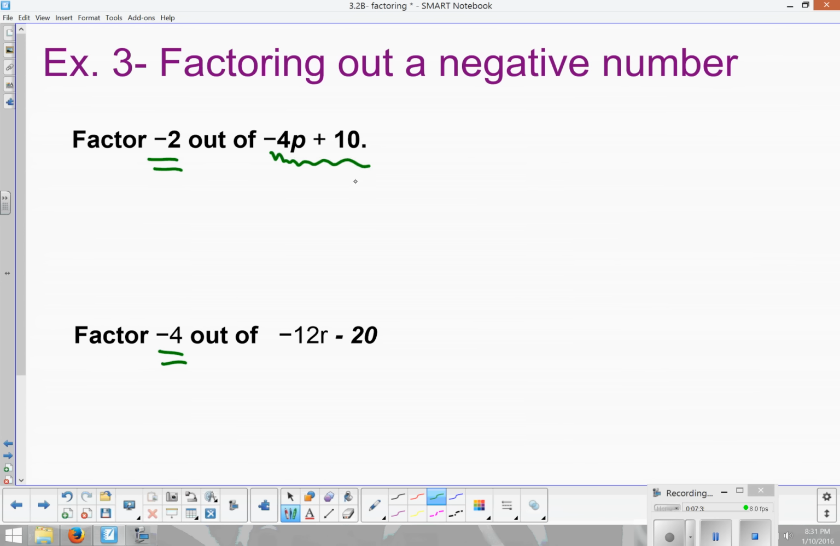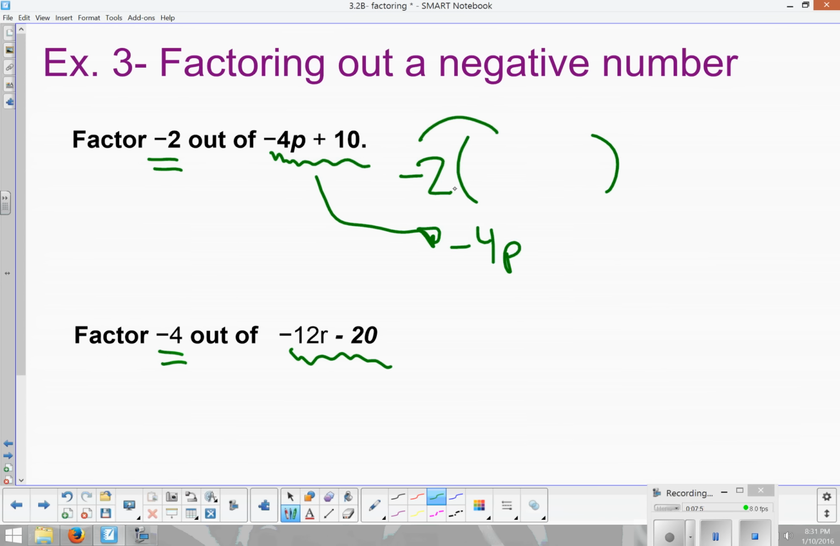Here's our expression. So we're going to go ahead and factor out. So when it's out, we're going to put this outside the parentheses, -2. And what we're trying to get is from here to there. So -2 times what gives me p, or -4p. So -2 times what gives us -4p.